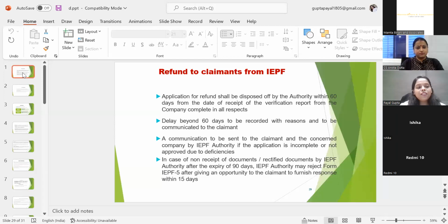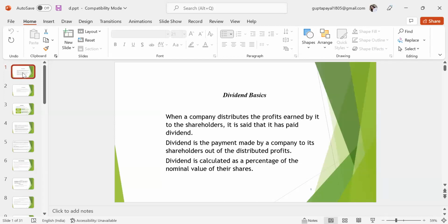So firstly, we will start with the basics of dividend. Why does a company pay dividend? The company pays dividend because they earn profit. Because of profit, they want to share the same with their shareholders. That's why they pay dividend. Dividend is a payment made by the company to its shareholders out of distributable profit.